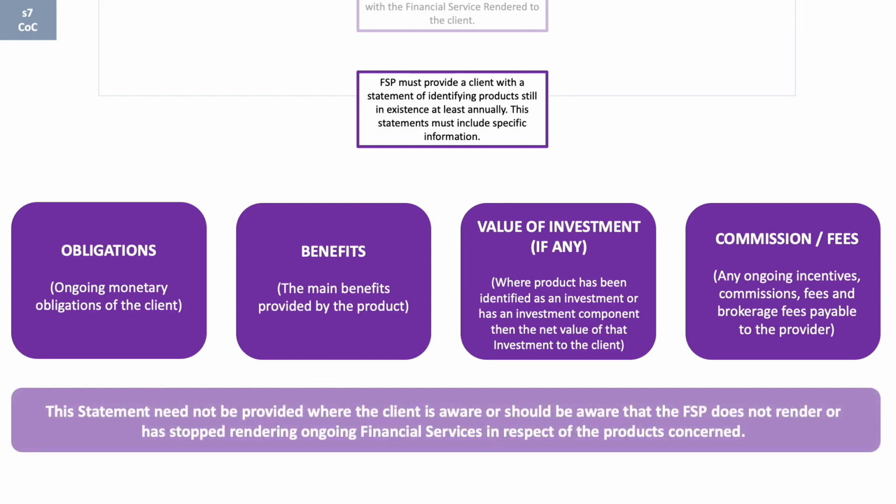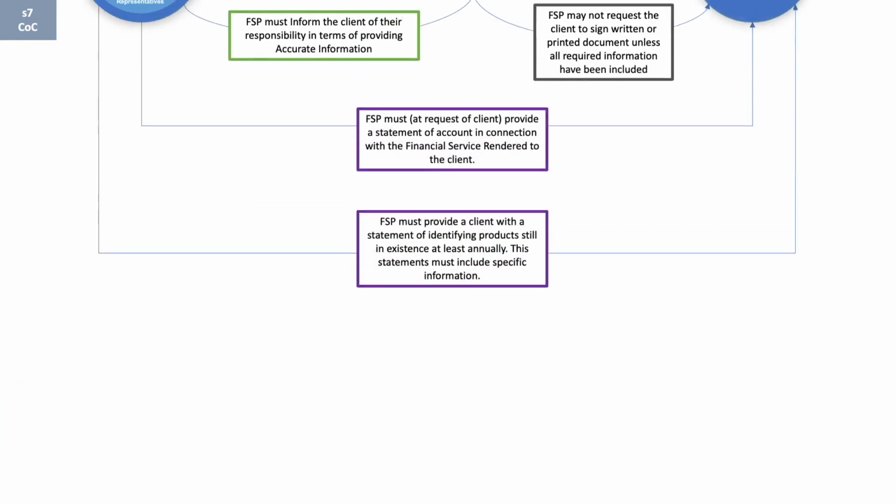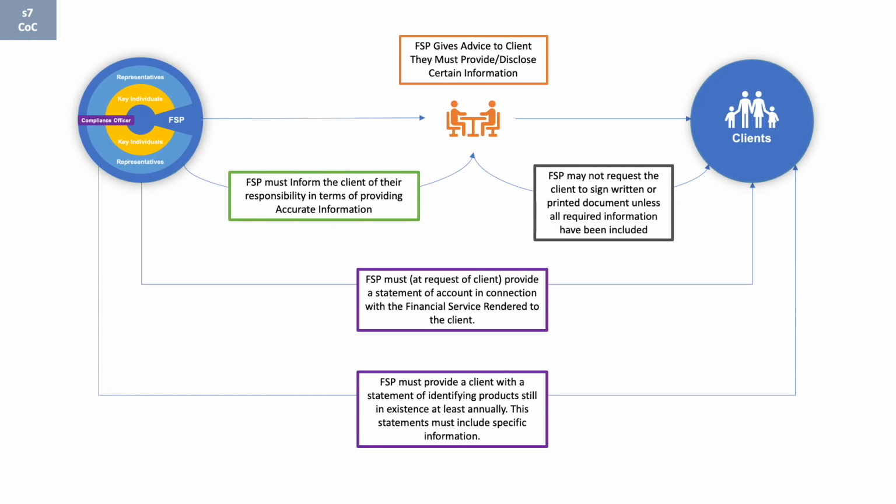This statement need not be provided where the client is aware or should be aware that the FSP does not render or has stopped rendering ongoing financial services in respect of the products concerned. We have now covered all of Section 7, dealing with the information that the FSP must provide the client with regarding the rendering of the financial service. Note that this section is long with a lot of details, so make sure you go through it and understand all the requirements laid out.